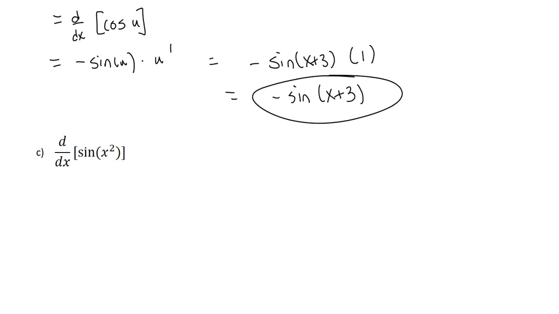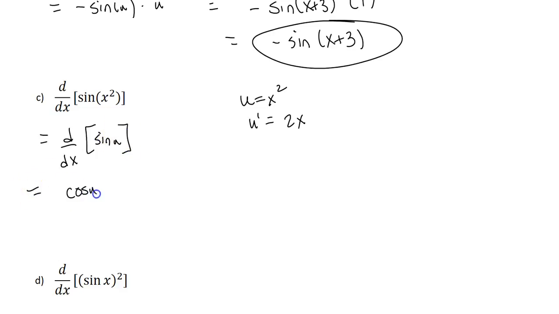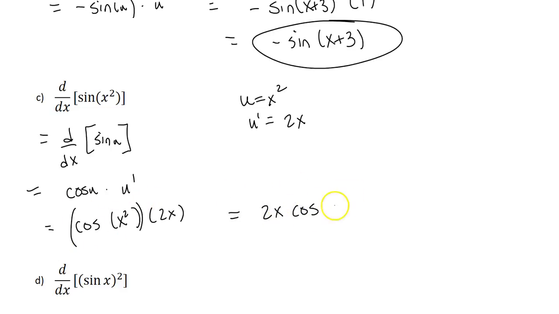In this problem, we have the derivative with respect to x of sine of x squared. So my u is going to be x squared. U prime would be 2x. This is the derivative with respect to x of sine of u. So that's going to be cosine of u times u prime, which is going to be cosine of x squared times 2x, or 2x cosine of x squared. And that would be my answer.